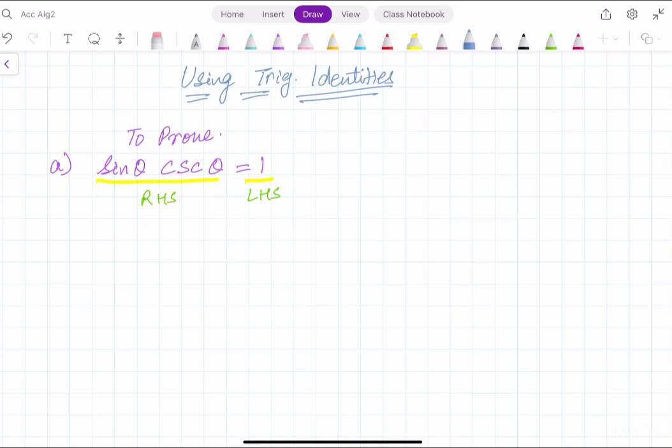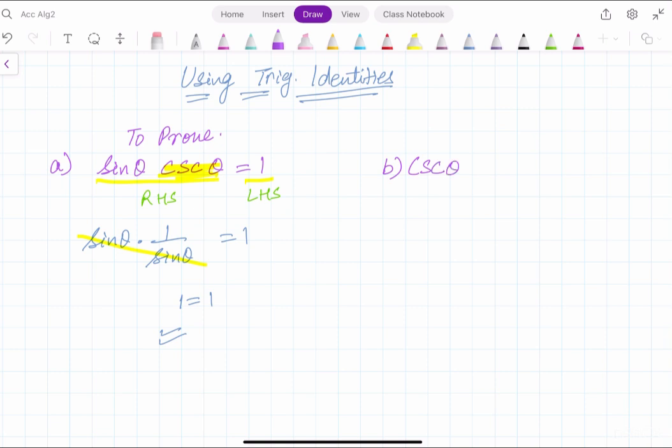So my intention for this question is to prove that the right hand side is also equal to 1. If you look at this, I can rewrite cosecant theta in terms of sine theta. So cosecant theta is 1 over sine theta, right? Now I can cancel out sine theta and sine theta and we are done. 1 is equal to 1. Let's take another example.